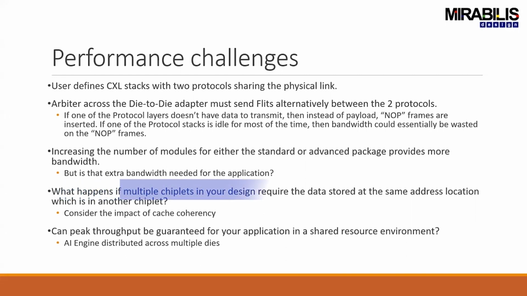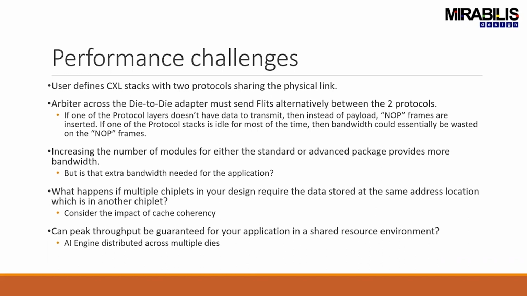What happens for cache coherency when you're accessing multiple chiplets in your design where the data is stored at the same address location? How is that information managed, especially if there's a lot of constant reading and writing of data to these addresses? The last one, and this is very important, is peak throughput.